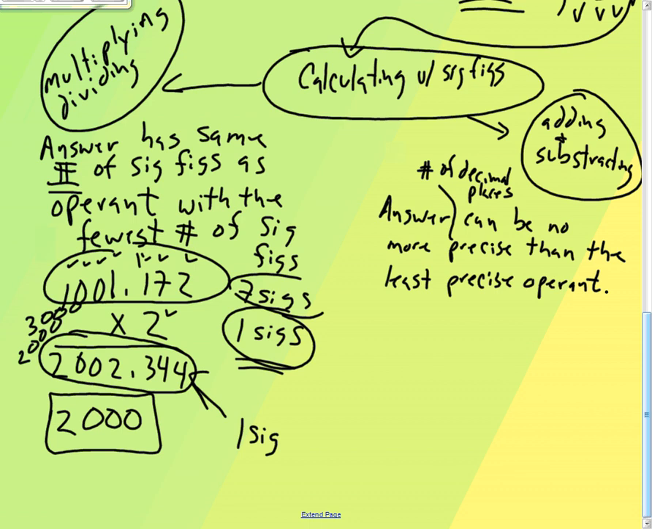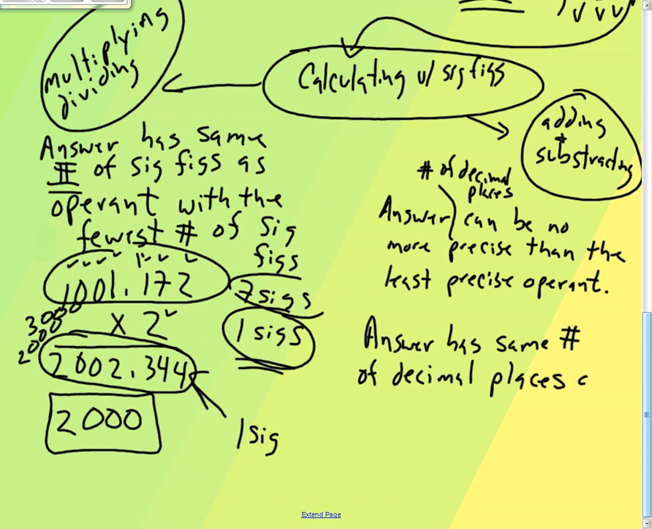Okay, so then, can we write this in a more useful way? I think we can. The answer has the same number of decimal places as the operand, the things we are adding or subtracting, with the fewest number of decimal places. I hope I'm spelling operand right. It's a T instead of a D.